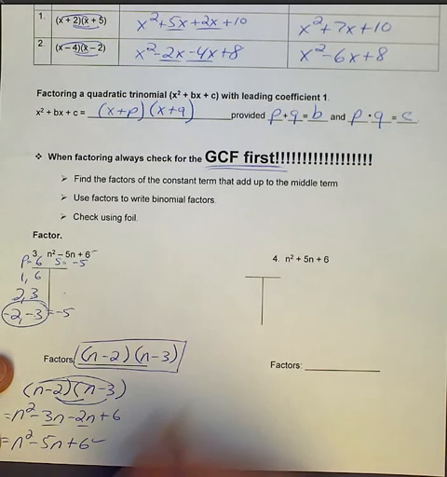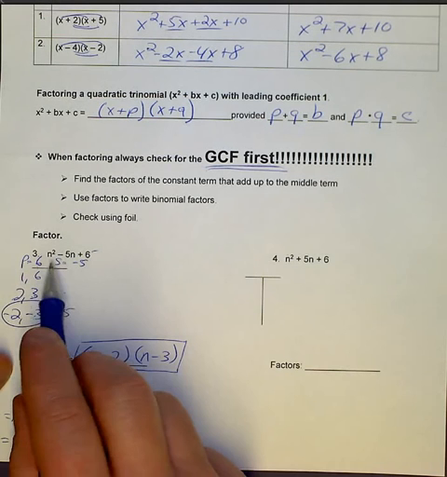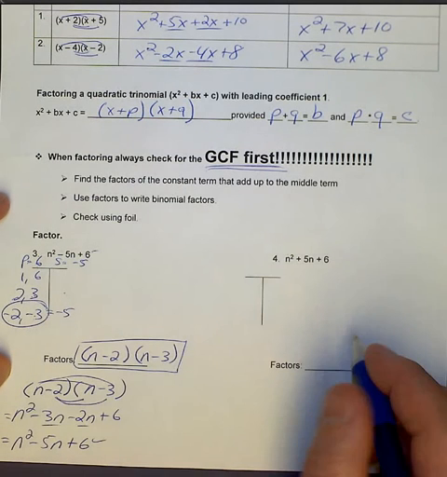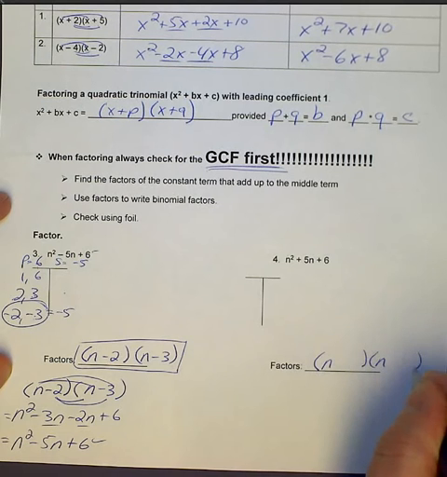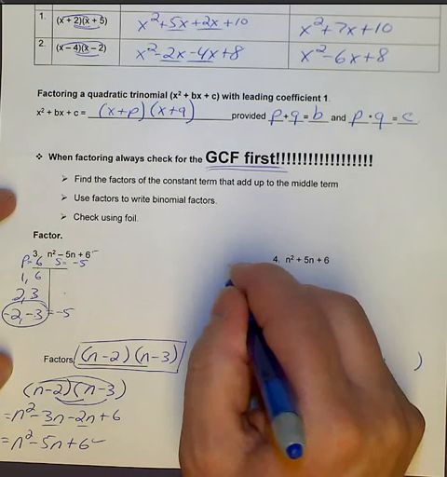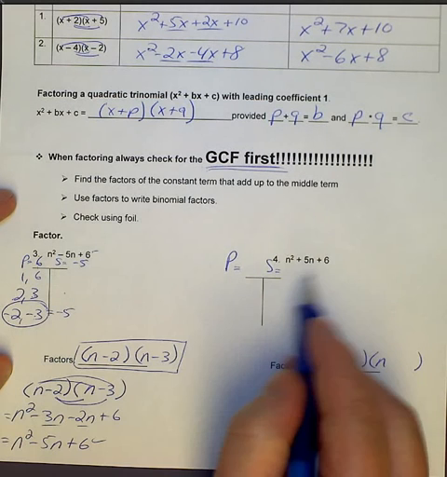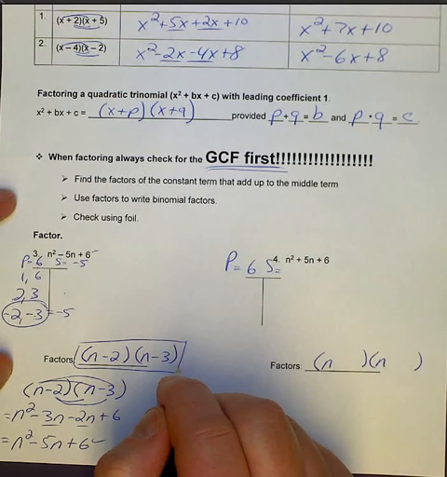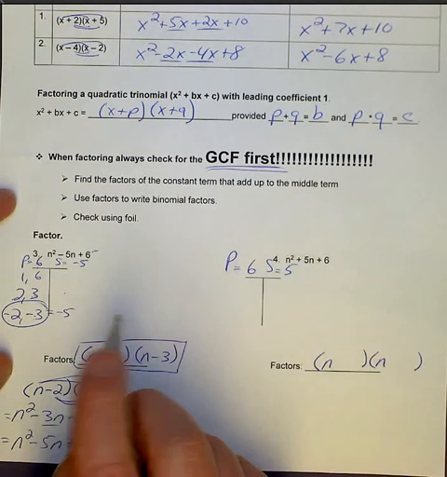So let's try number 4. N squared plus 5n plus 6. Really similar, but it's plus 5n, not minus. Okay, so let's see how that works out. Well, I know my factors are going to be n and n. I'm going to use my product sum chart. So the product and the sum. The product is the factors of 6, that's the C value, that goes here. The sum is the 5. They have to add up to that B value.